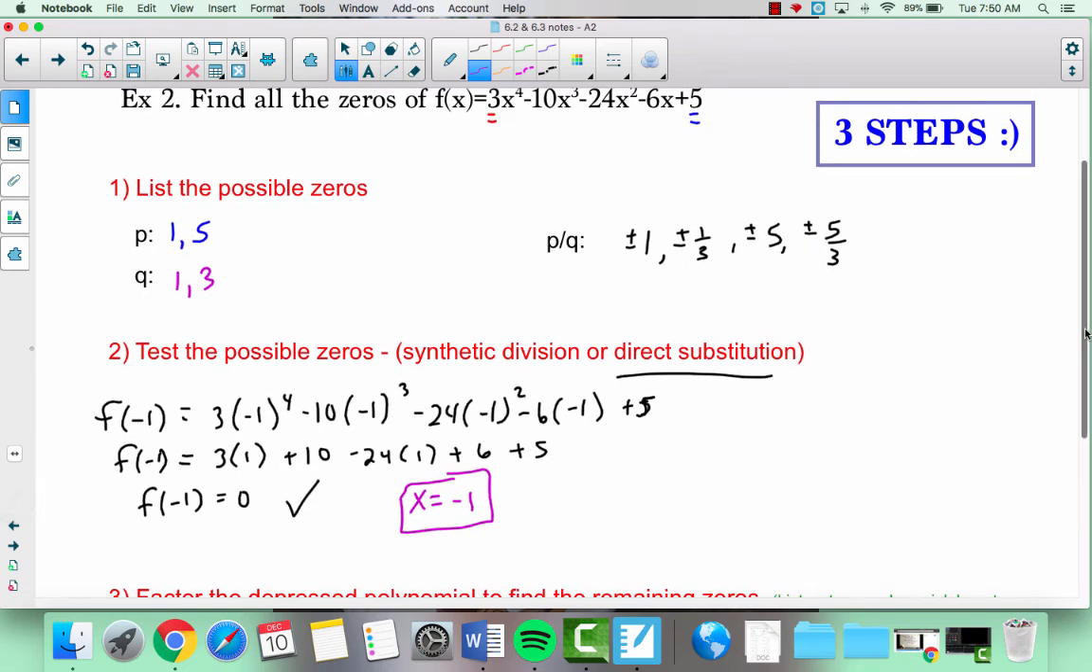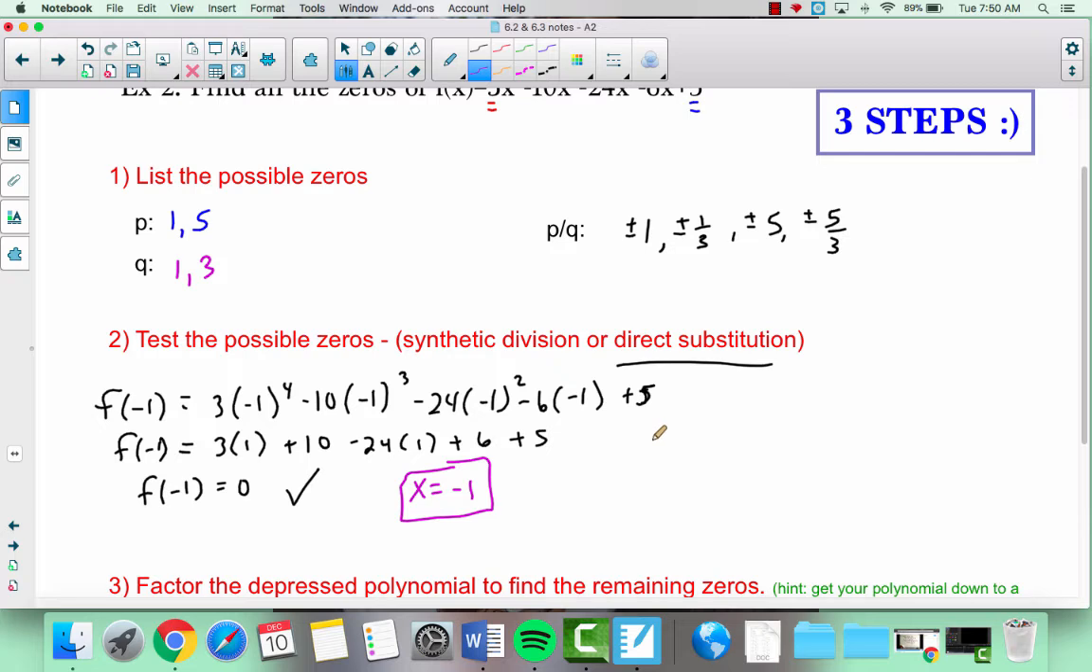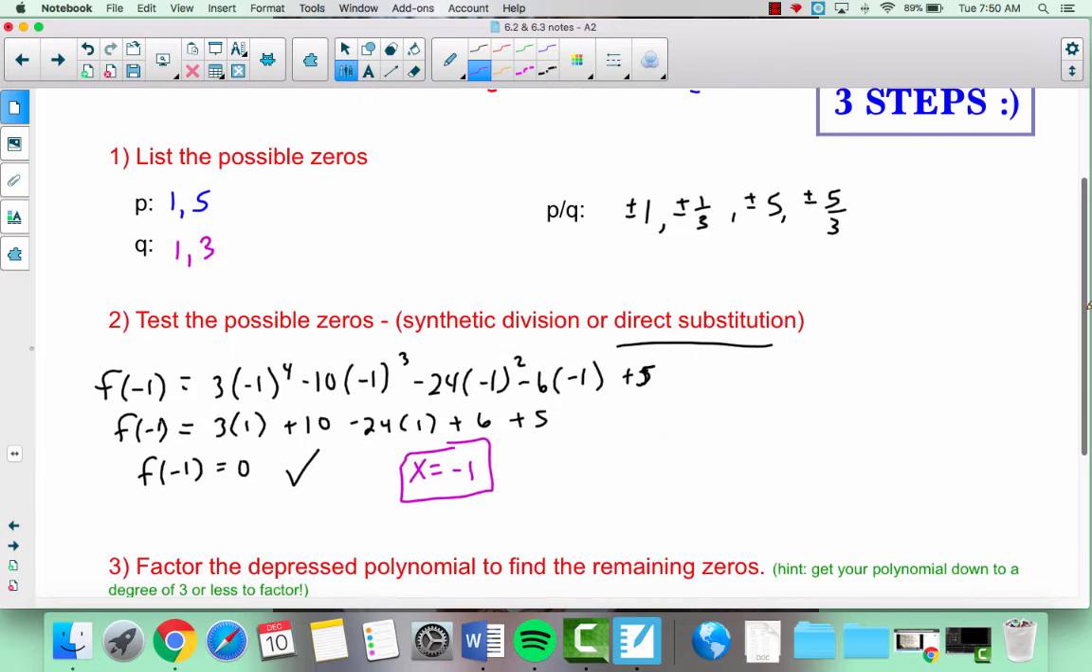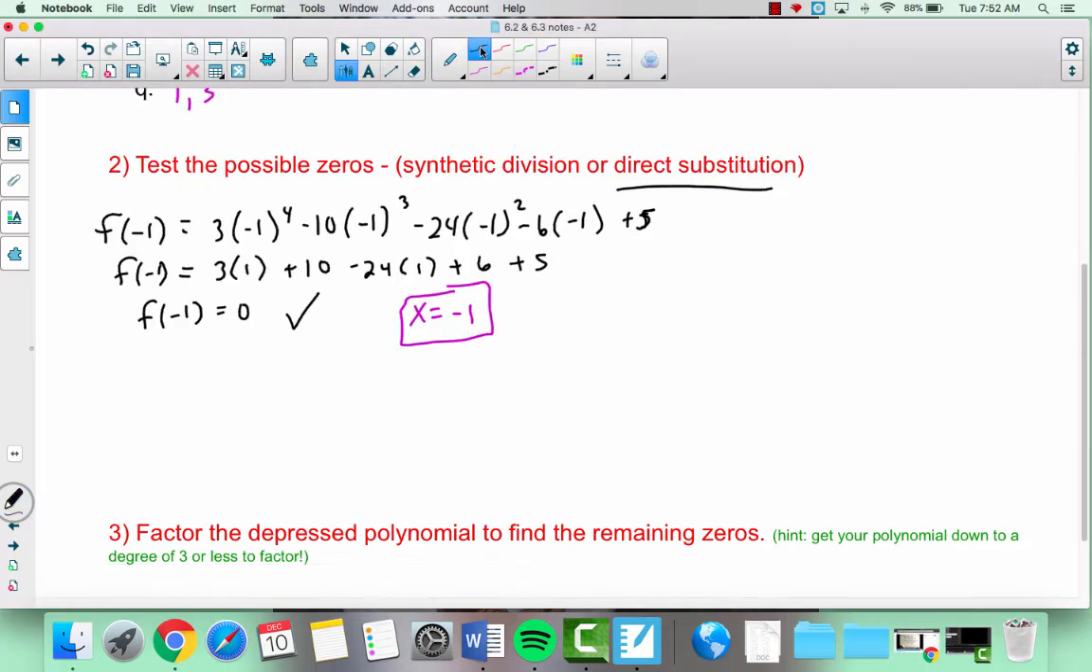Now the goal I would say here is to try to get your equation down to something that can be factored. So sometimes this is where synthetic substitution is very handy. If I would have done direct substitution with these numbers, synthetic substitution would have looked like this. I'm using all of my coefficients. Again, this is just an alternative method, but I'm going to show you why this method is very useful.